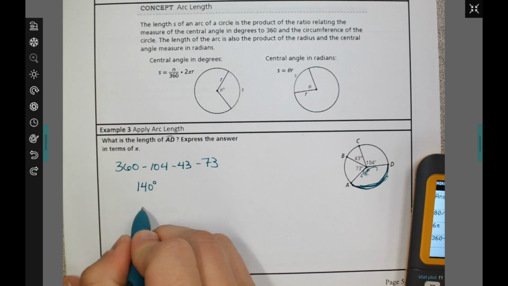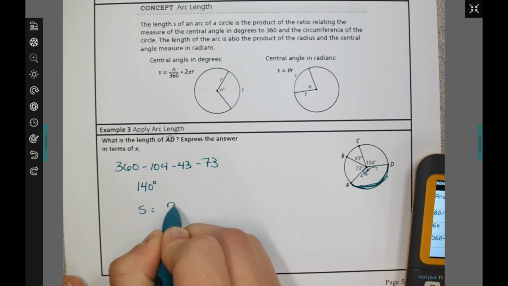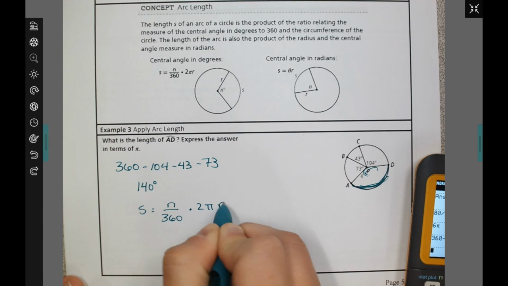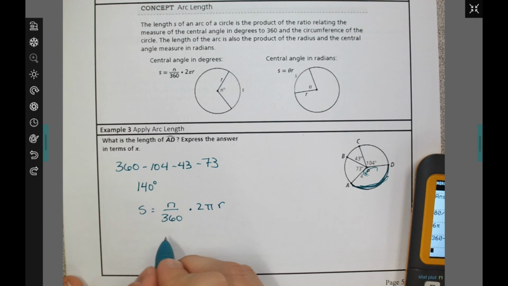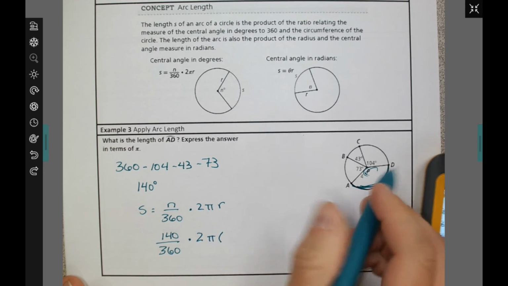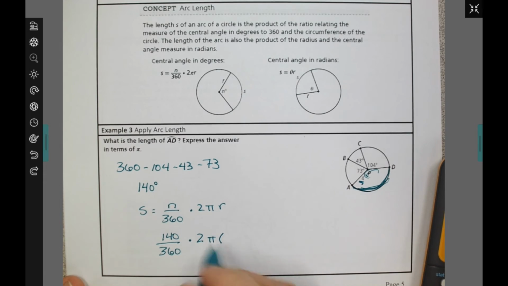Okay, so that is the angle I'm working with here. From there, figure out the formula we're going to use. Since they give us degrees, it's going to be the N over 360 times 2 pi r. And then we're just plugging in. So we got 140 over 360 times 2 times pi. And then the radius in this problem is 4.